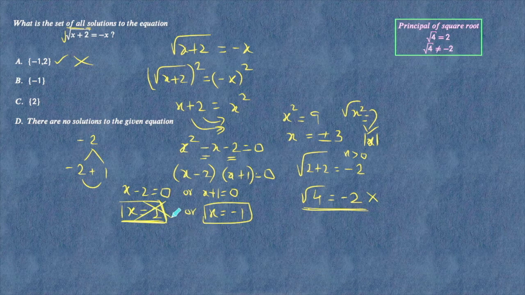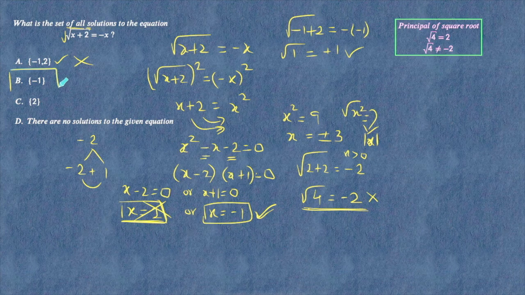Now let's substitute x equals minus 1. That will become square root of minus 1 plus 2 equals minus of minus 1. So square root of 1 equals minus of minus 1, which is plus 1. So square root of 1 equals 1. So this is true. So only x equals minus 1. So the choice is B and not A.